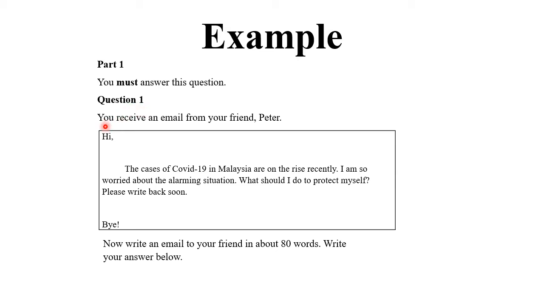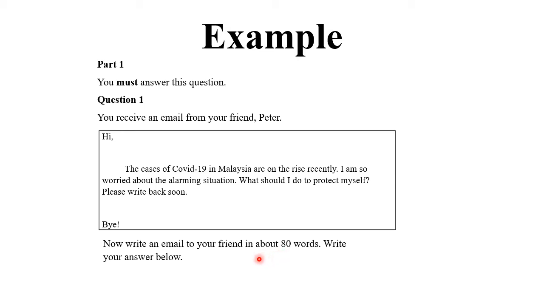Question 1. You receive an email from your friend, Peter. Hi, the cases of COVID-19 in Malaysia are on the rise recently. I'm so worried about the alarming situation. What should I do to protect myself? Please write back soon. Bye. Now write an email to your friend in about 80 words. Write your answer below. Look at the question here.